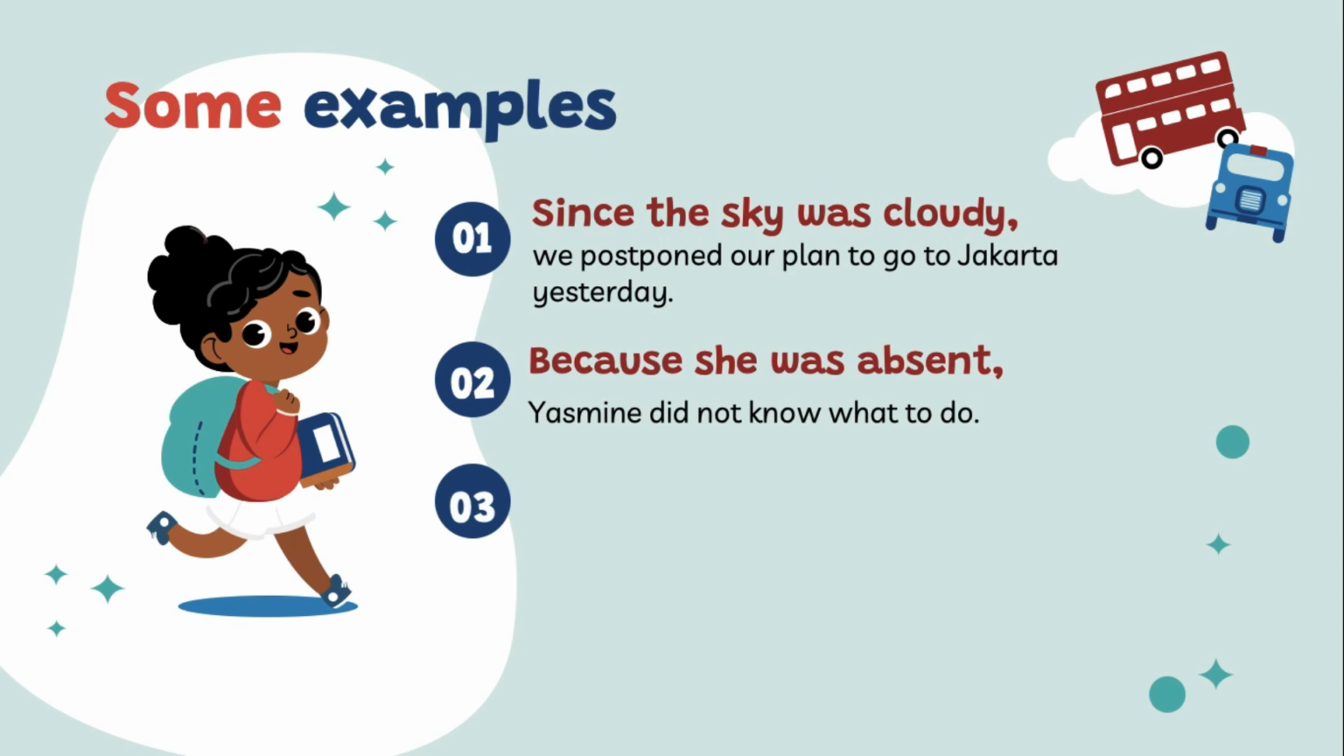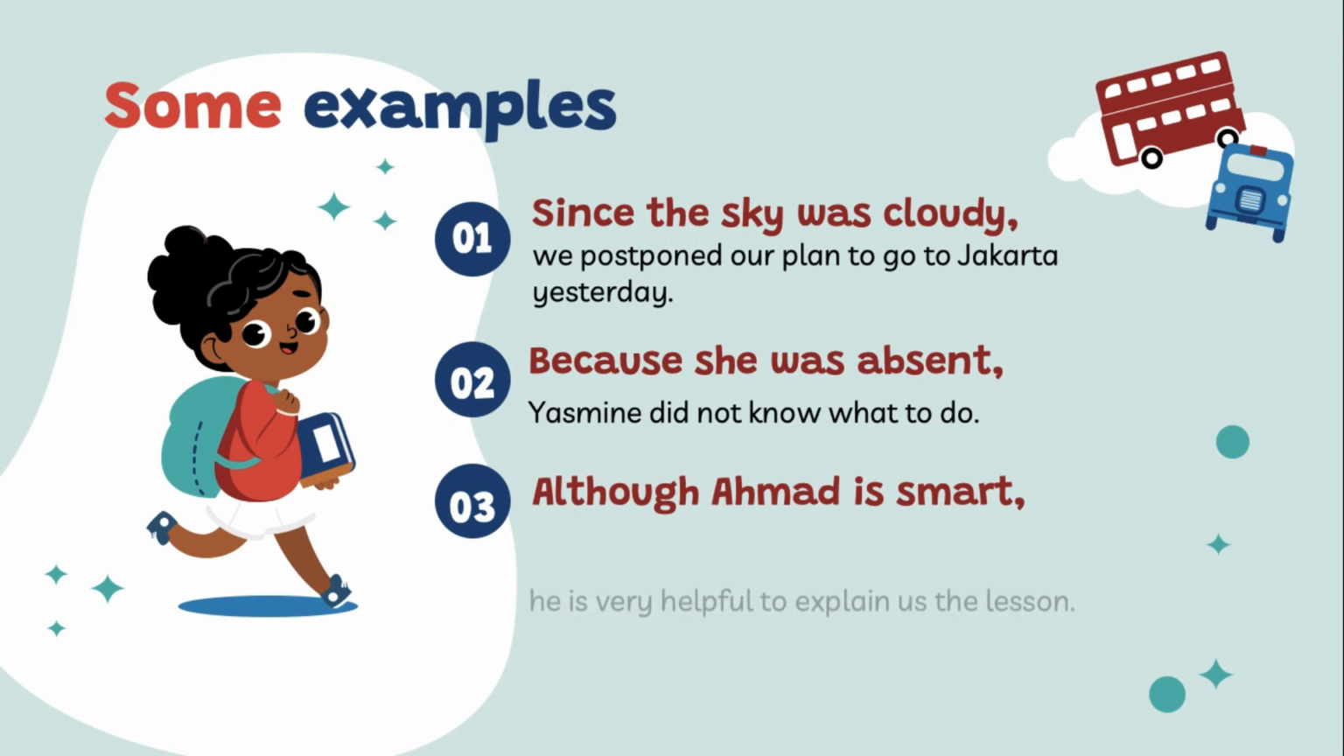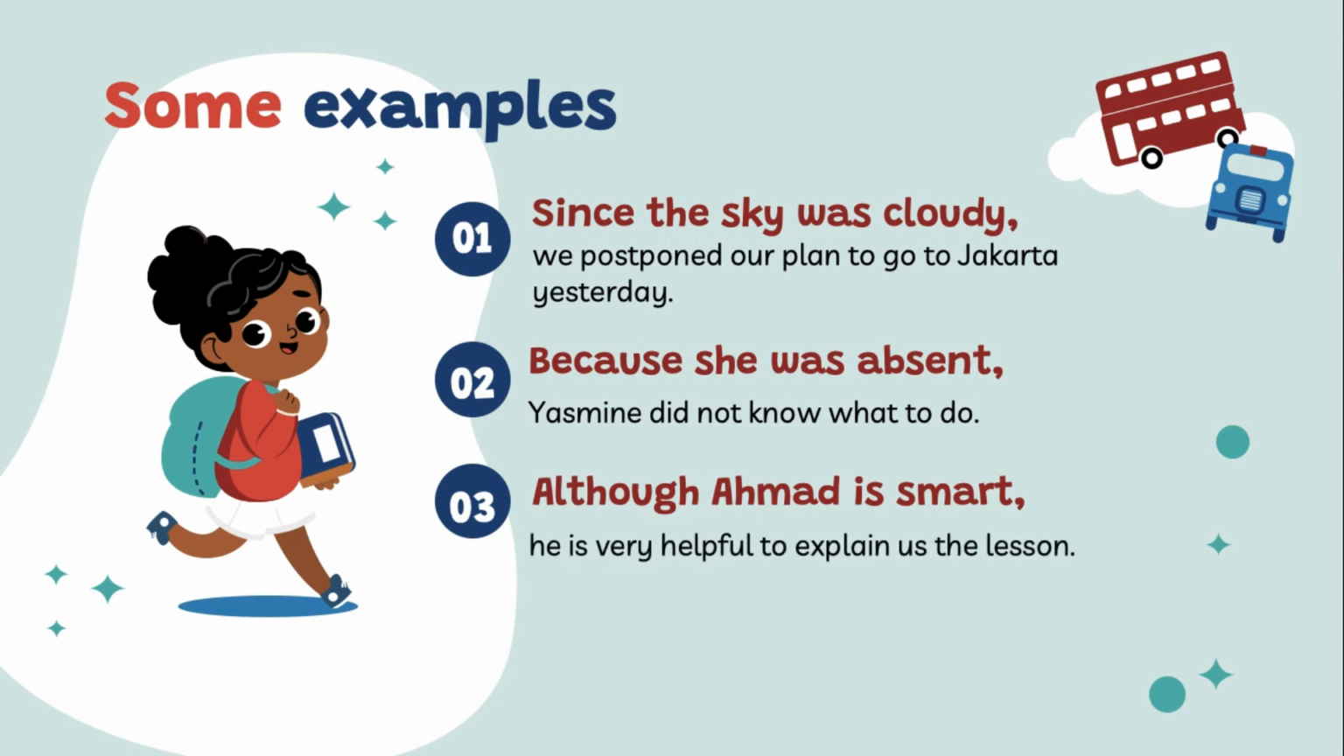Alright, let's see the next sentence. Sentence number 3. Although Ahmad is smart, he is very helpful to explain us the lesson. Okay, the one in red color is called dependent because it needs another clause to make it a complete sentence. The second one, he is very helpful to explain us the lesson, is the independent clause. Alright, so those two clauses are joined by a subordinating conjunction.